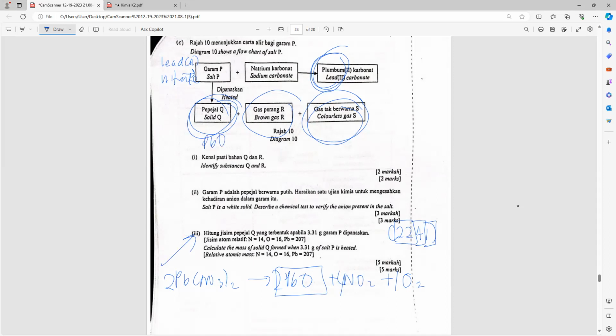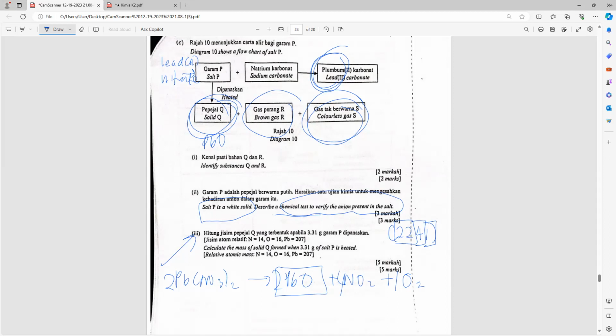Now, salt P is a white solid. What is a chemical test to verify the anion present in the salt? What is the anion there? I just told you. What is the anion in salt P? Very good. It is a nitrate ion.